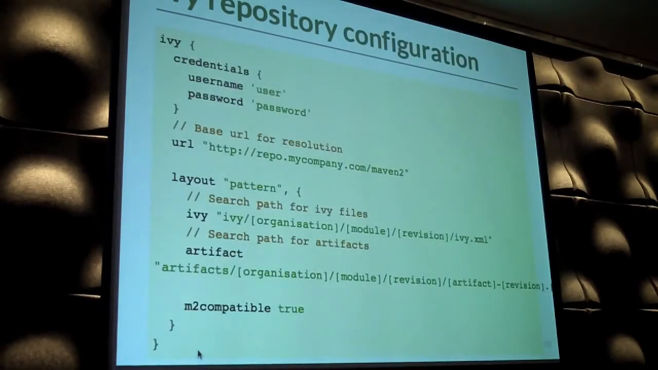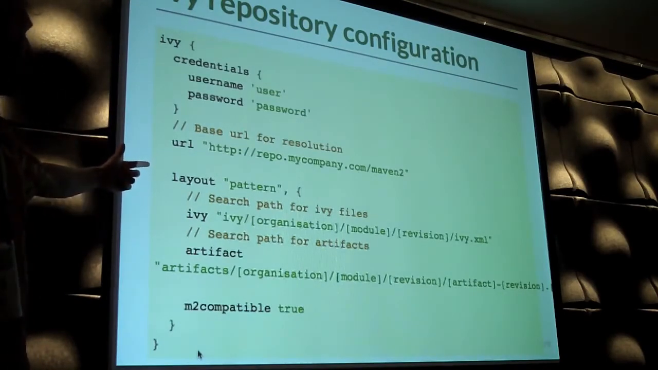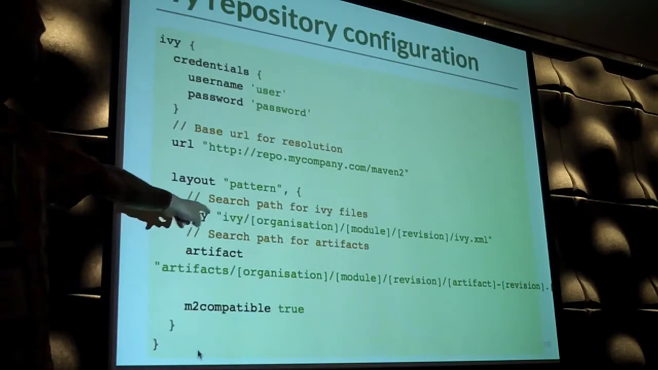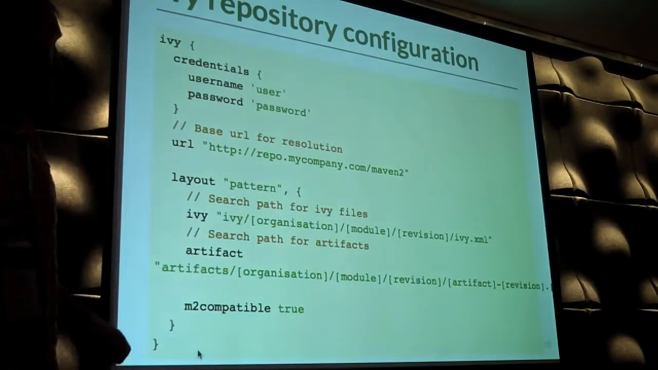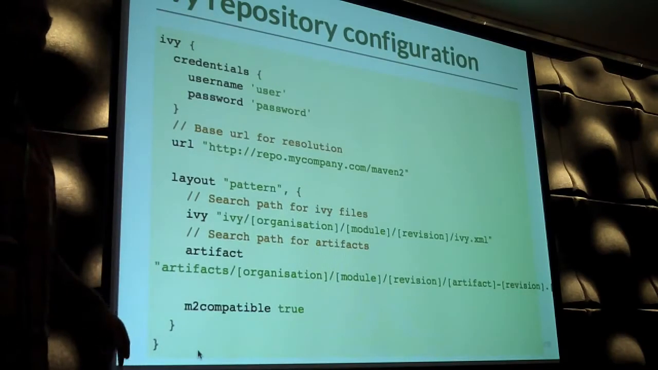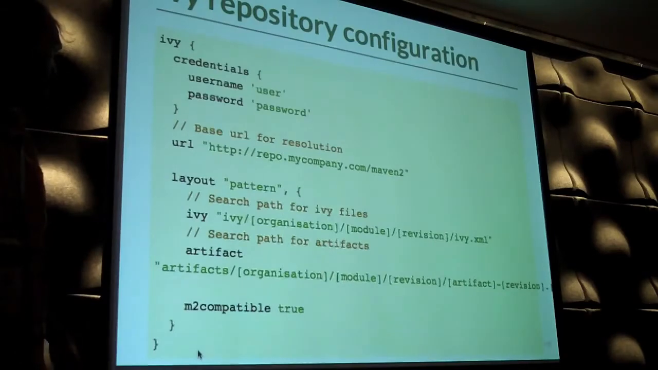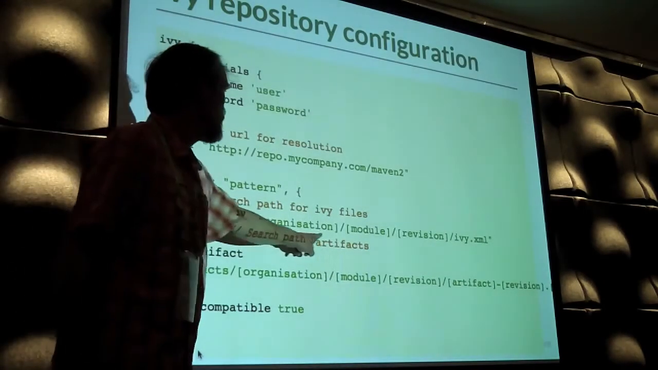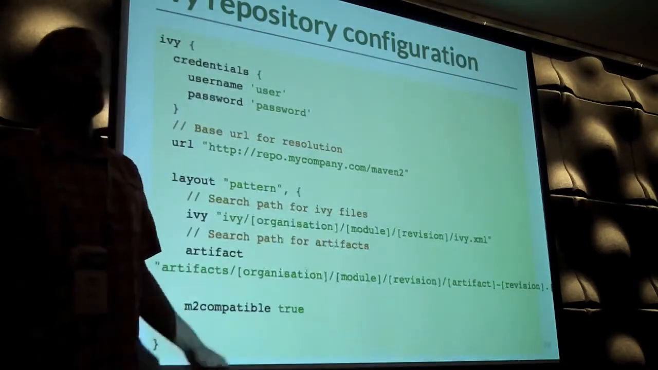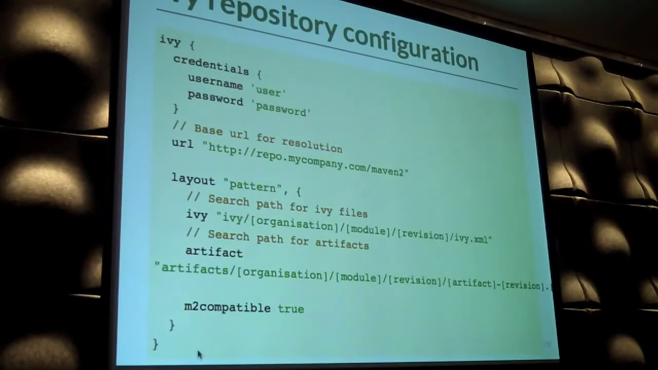And again, just an example of what it looks like. Here I've got credentials and a base URL, and here we're defining a pattern layout. We're saying all the Ivy files are in this particular pattern, all the artifact files are in this particular pattern. This stuff's all really well documented in the user guide. I don't want to try to explain this because I want to get into the deeper stuff soon. I'm saying it's M2 compatible, which means that the organization, any dots in there will get replaced with slashes. So it'll look more like a Maven repository.